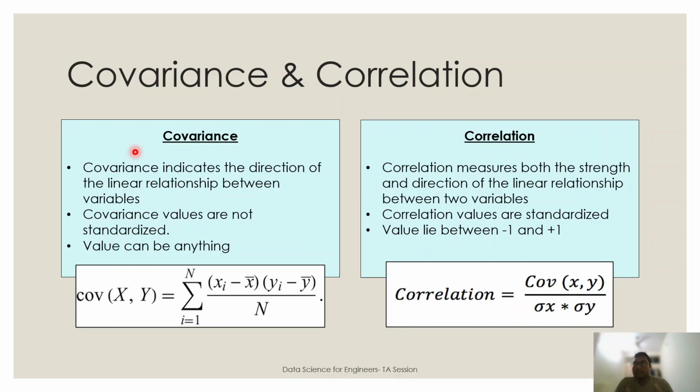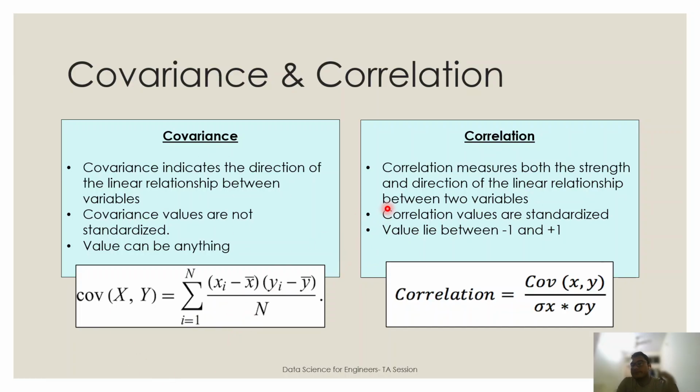Another important thing: covariance values are not standardized. The range is from minus infinity to plus infinity. There is no fixed range for the covariance; you can get any value in between. The value can be anything. That's what I just told you. This is the formula for covariance.